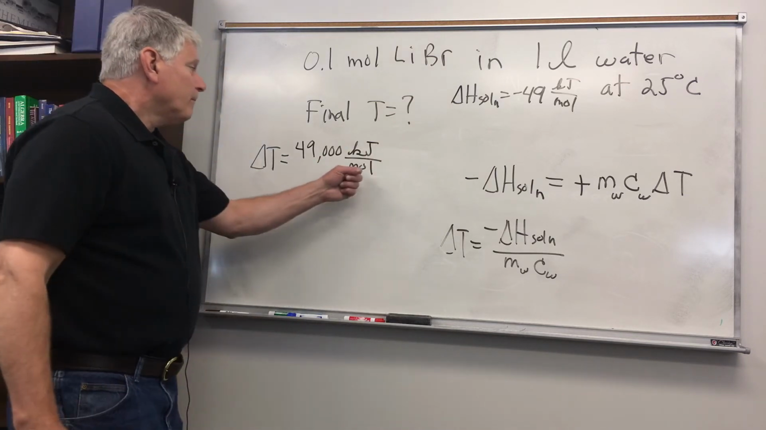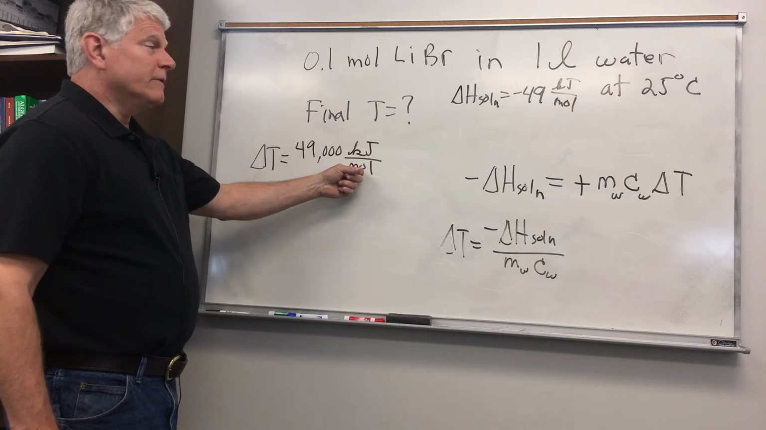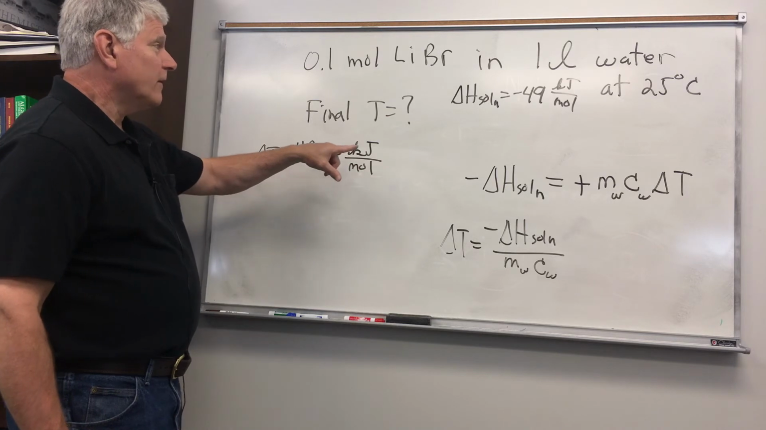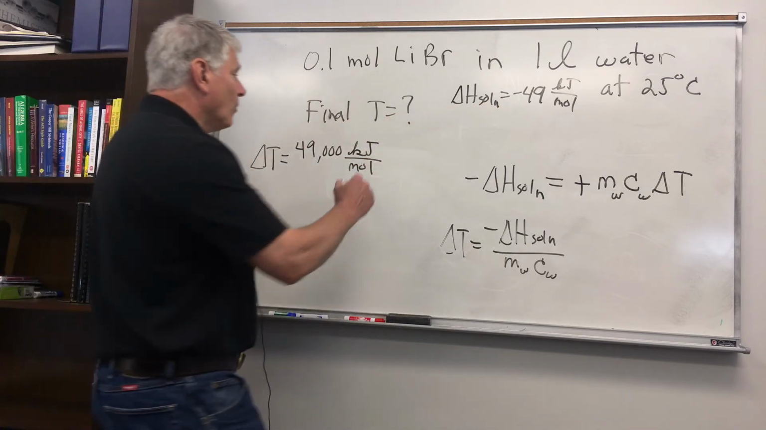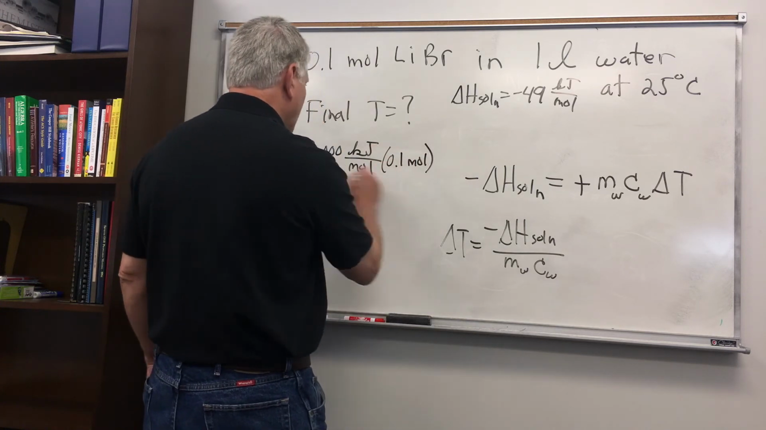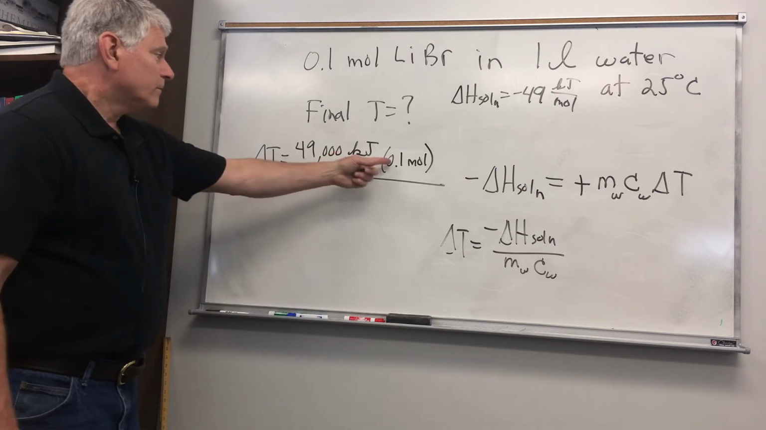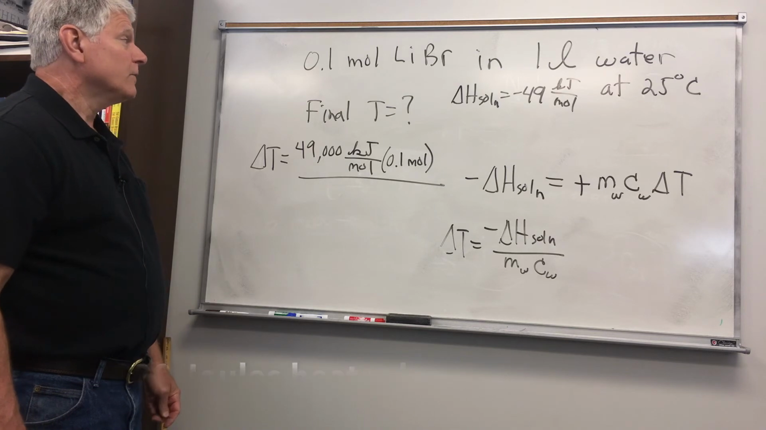Okay, so that's released per mole of lithium bromide dissolved, but I need to know exactly how much I dissolve so I know exactly how much heat is released. So I dissolve 0.1 moles. So this product will be 4.9 kilojoules of heat released.